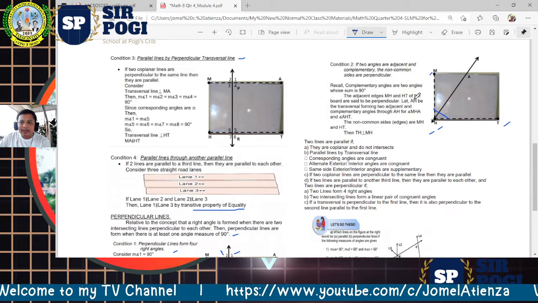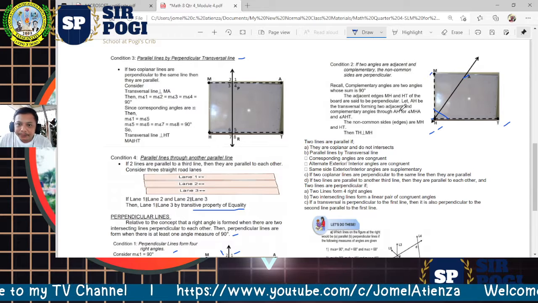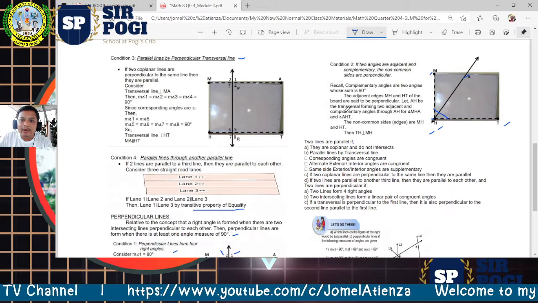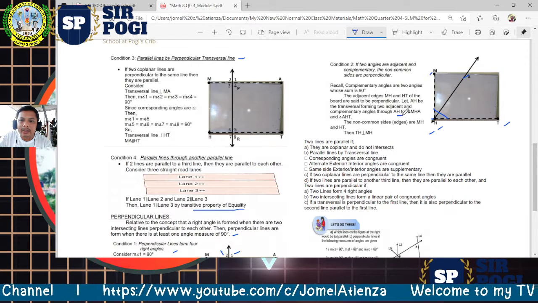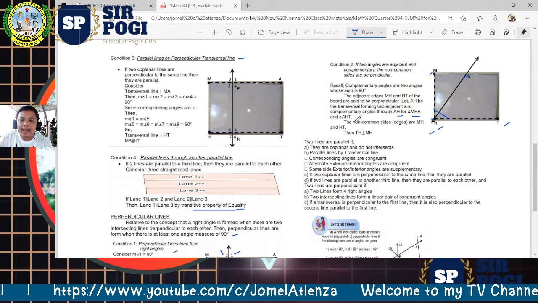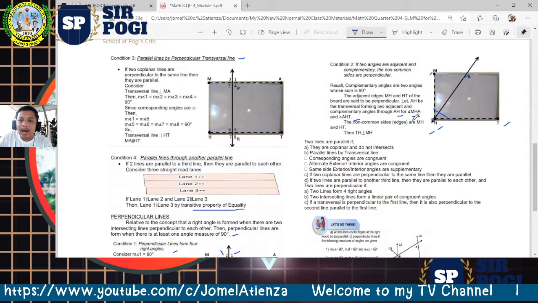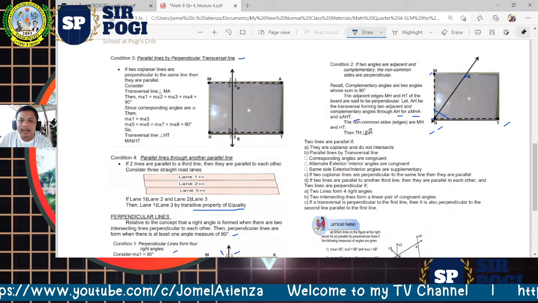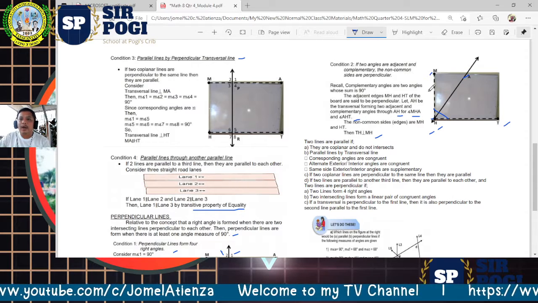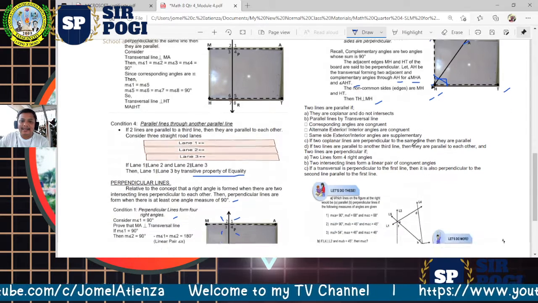Let AH be the transversal forming two adjacent and complementary angles through AH, for angle MHA and angle AHT. So the non-common side edges are MH and HT. So therefore, HT is perpendicular to MH. So yun po yan. So ito ay 90 degrees.